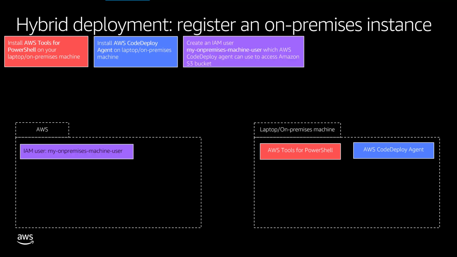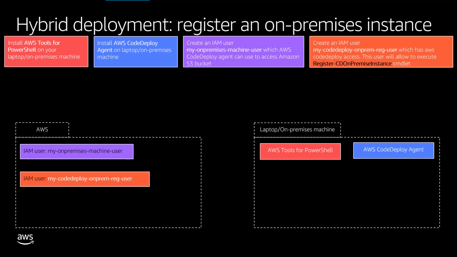The next step is to create an IAM user called My On-Premise Machine User, which will have access to an S3 bucket. Of course, you can attach a fine-grained permission that allows access to a certain folder in an S3 bucket. The purpose of this user is to allow the CodeDeploy agent to download the software from a specific S3 location.